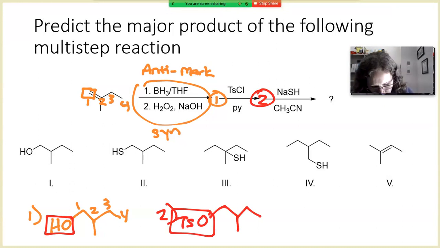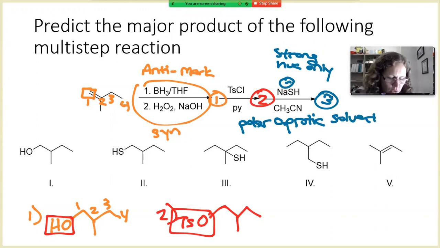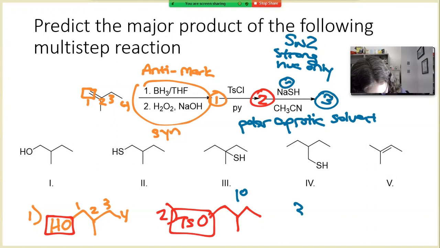The last reaction is going to produce our product. And in this case, we have sodium silate, which is a strong nucleophile only, in acetonitrile, which is an aprotic solvent, so polar aprotic. So our substrate is primary. We have a strong nucleophile only in an aprotic solvent, and so this supports an SN2 reaction occurring. And so the product for 3 is going to look like so.